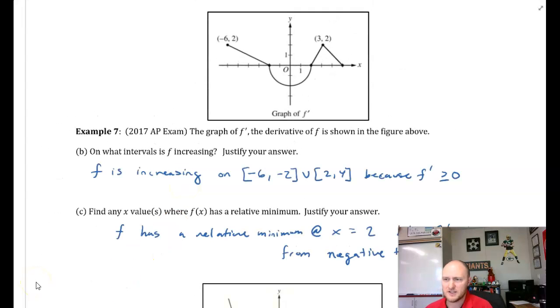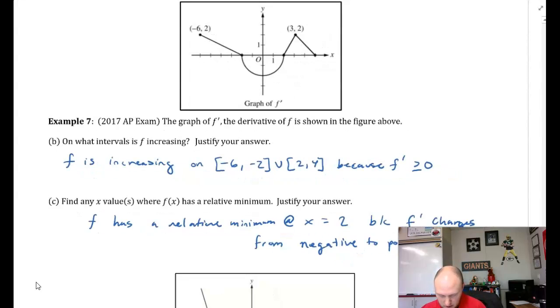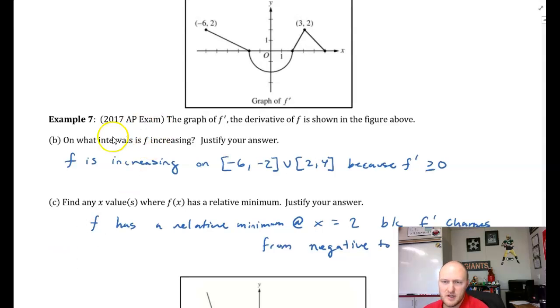All right, hopefully you had a chance to go ahead and try those. Here are the solutions. Part B, on what intervals is f increasing? Well, f is increasing on -6 to -2, as well as 2 to 4, because f prime here is positive. So you're looking at an f prime graph on those sections. In between -2 to 2, it is negative, so it would be decreasing on that interval.